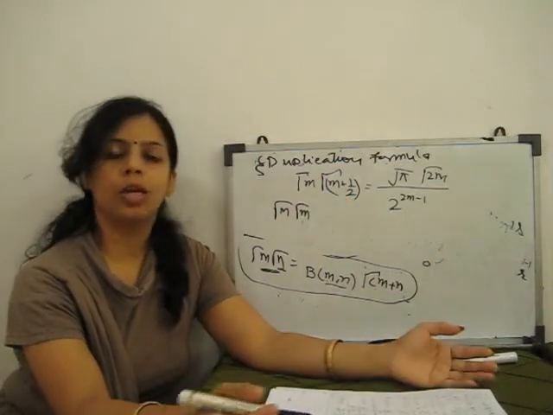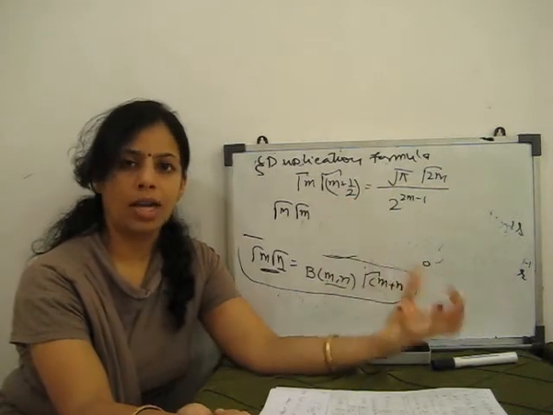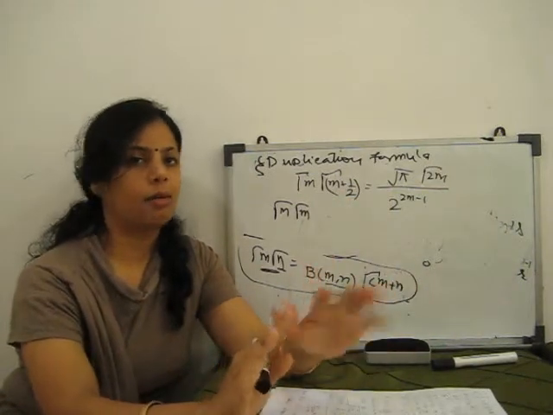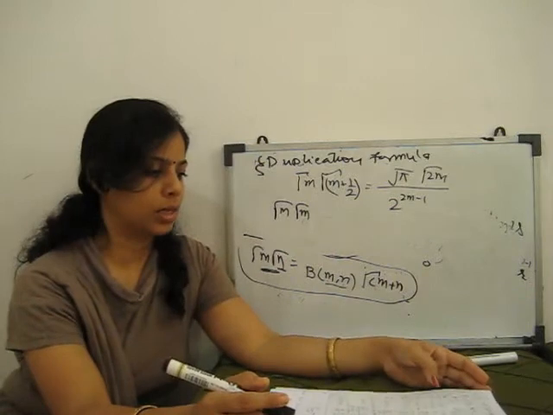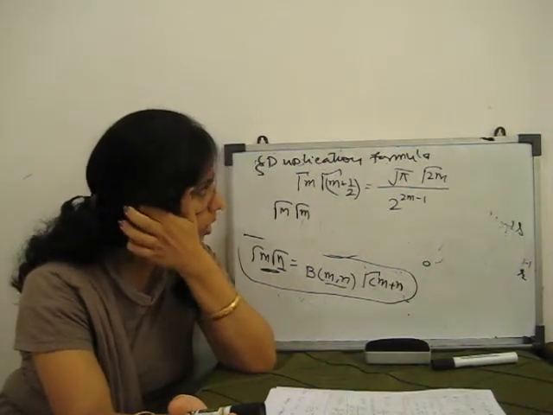About the duplication formula, you can go through the books and find the proof. It's very easy if you understand the relation between beta and gamma functions, and then just the conversion. Next, how we solve the function.